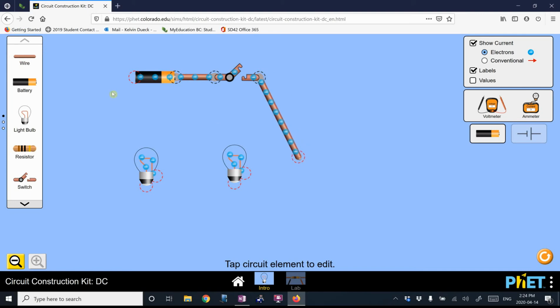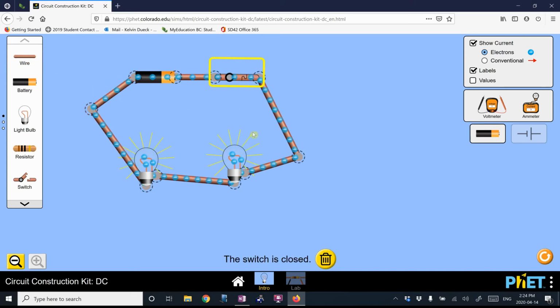I'll send a wire to here, and we'll connect the light bulb there. Connect that end of the light bulb to this end of the light bulb. And we'll put one more wire in, although I could have gone straight to the battery. And then if I close the switch, woohoo!